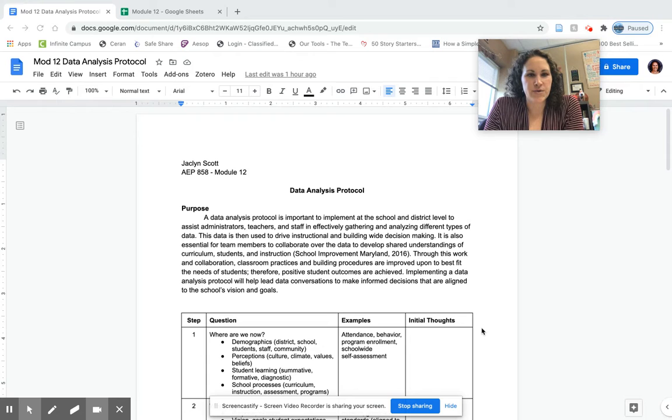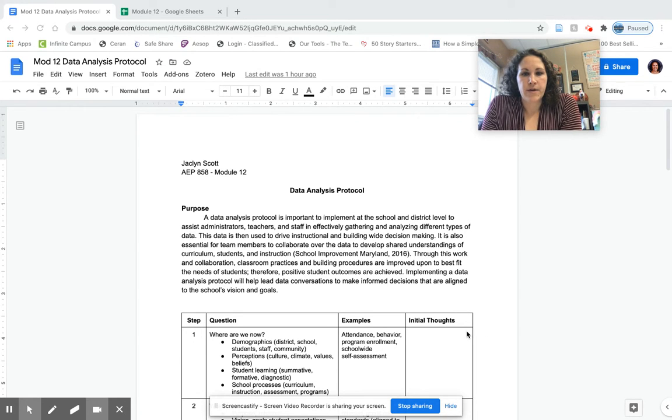This is my Module 12, a data analysis protocol. So I think it's really important to establish the purpose when presenting something to the staff and teachers and administrators. So the purpose of a data analysis protocol is important to implement at the school and district level to assist administrators, teachers, and staff in effectively gathering and analyzing different types of data. And then in turn, that will drive decision making at the building level and into the classroom.